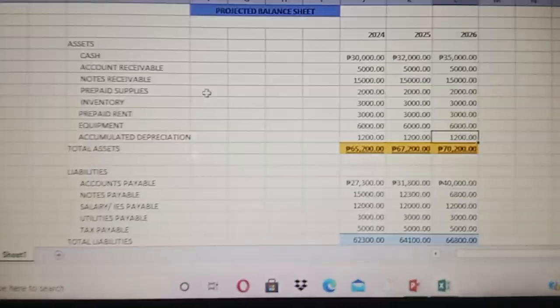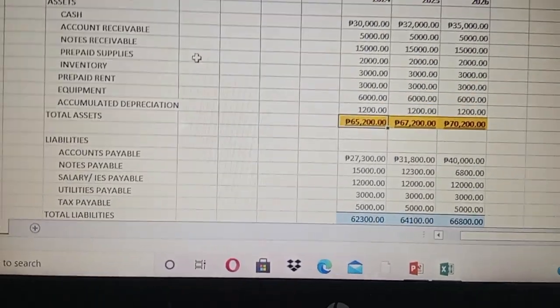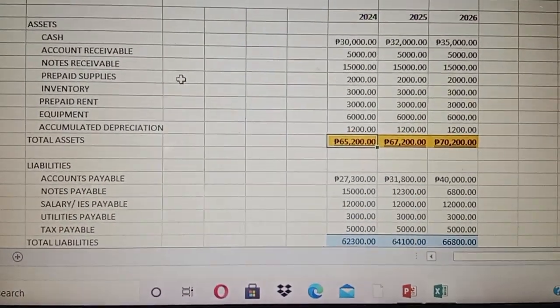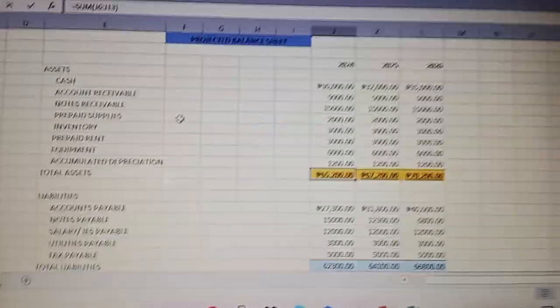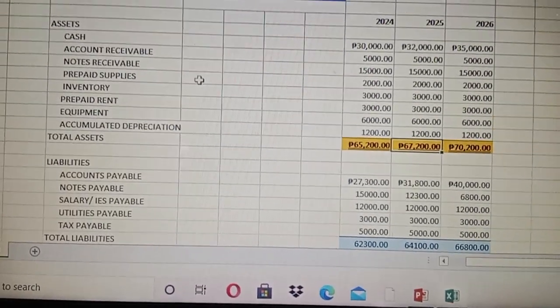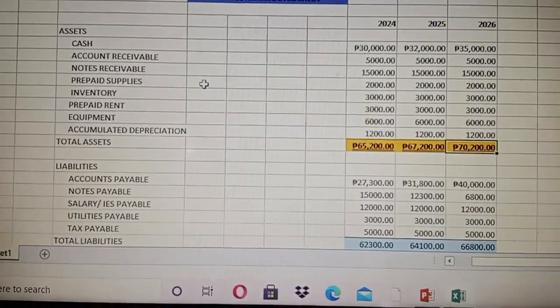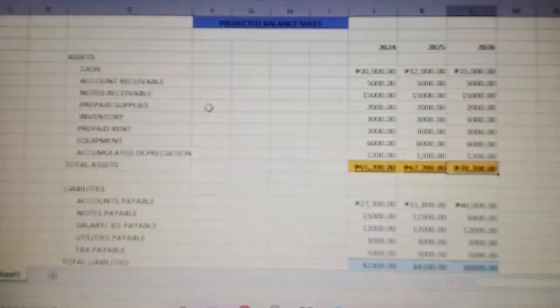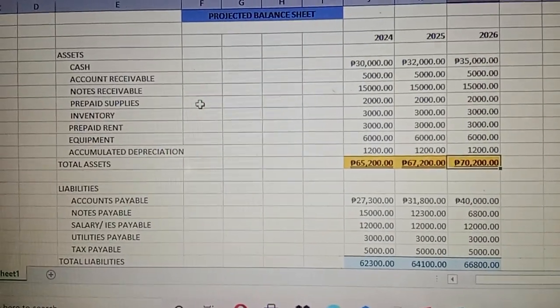Then that's all for the assets. So you sum up all of them, and you get the total assets of 65,200 pesos. Now you will notice that the next year it increased a little, and then a considerable amount in the third year, which is 70,200.